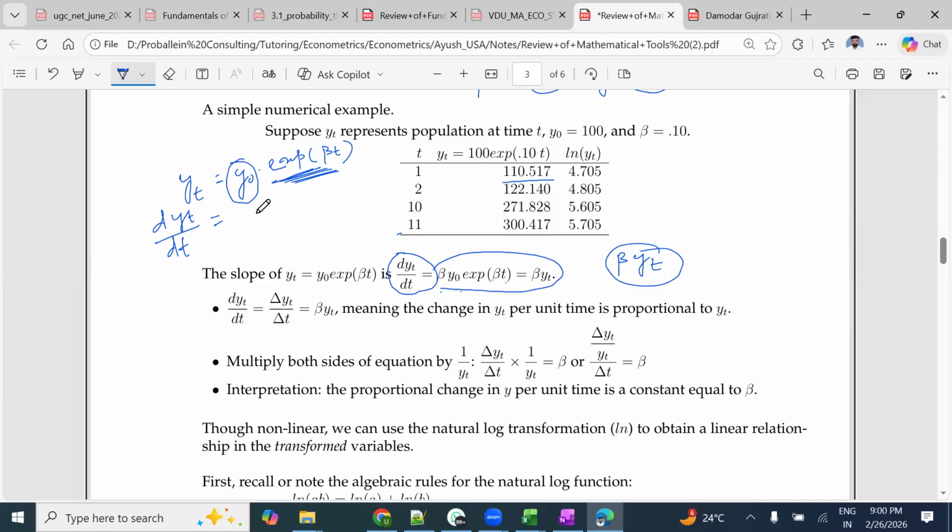See, y0 is a constant term here. Yes, y0 is constant, madam. So you can easily take it outside. The e to the power x formula will be used for calculating the derivative, and here the chain rule will be applied: change in yt with respect to change in beta t, into change in beta t divided by change in t.